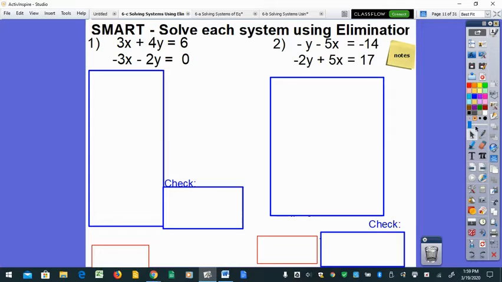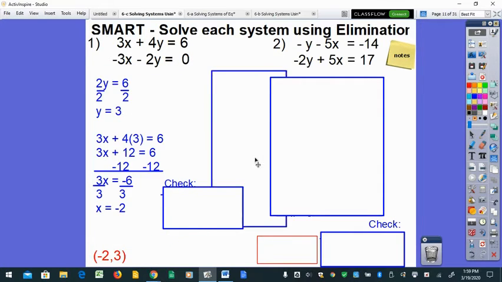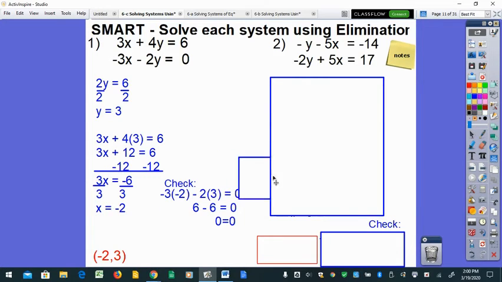Okay, guys, now that we're back together, let's see how you did. So let me just uncover the answer. This one should have been (-2, 3). When you added down, you should have gotten right away 2y = 6. When you divide by 2, you get the y coordinate of 3. Now be careful. Did you plug it in for the y? Make sure you didn't plug it in for the x. When I do that, I solve down and I got the x coordinate of -2. Notice I used the top equation to get the x coordinate, so I have to check it in the other one.